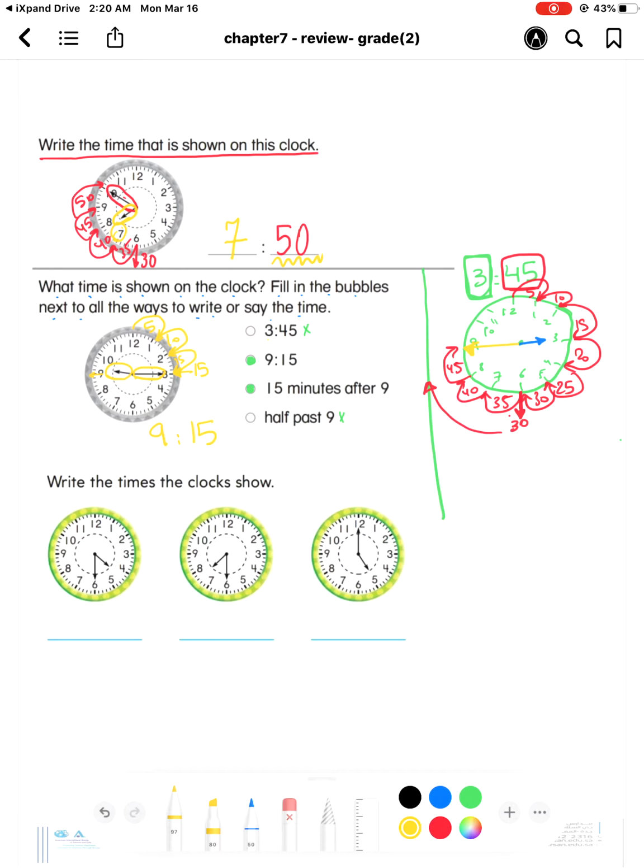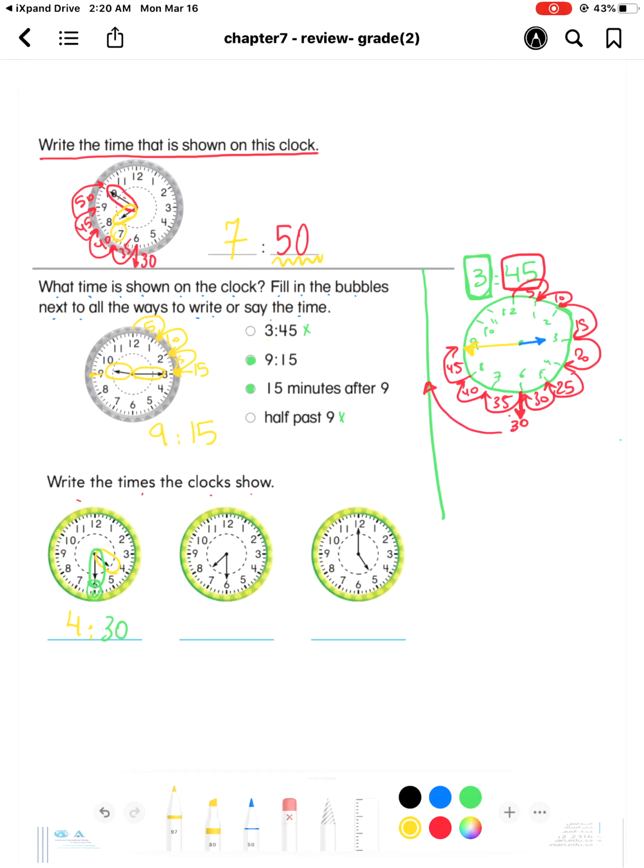Now let's check the next question. It says, write the times the clocks show. Now the first clock here, let's look at the hours hand. It's at 4 o'clock. What about the minutes? Here the minutes is at 6, so it's 30 minutes. It's half an hour. And as I told you before, an hour equals 60 minutes, so half an hour is 30 minutes.